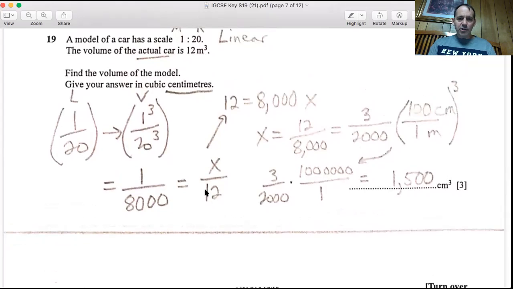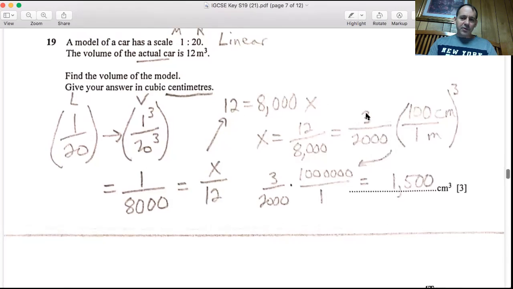We have the actual car is 12, and we don't know the volume of the model. We know the ratio of the volume, but we don't know what the volume of the model itself is. So it's an x to 12 ratio because it already gives 12 for the actual. So we can cross multiply and get 12 equals 8,000x. So x is 12 over 8,000, which reduces to 3 over 2,000. Now, so for every 2,000 cubic meters, the model is 3 cubic meters.